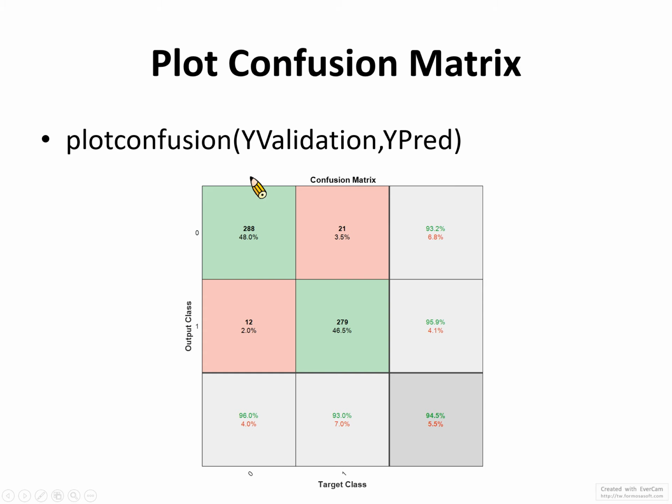So in this case, you can see that in the validation data sets, we have 300 cases of IDC data that should be classified as IDC. 279 of the 300 cases were classified as IDC. And the overall accuracy is the summation of the green boxes divided by the total number of cases. So here you can see that the overall accuracy is 94.5.